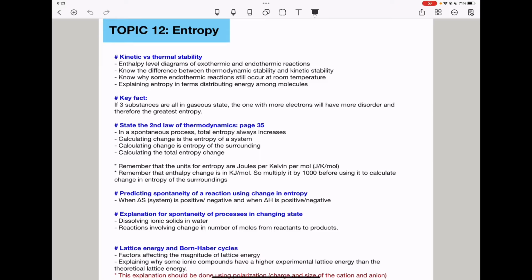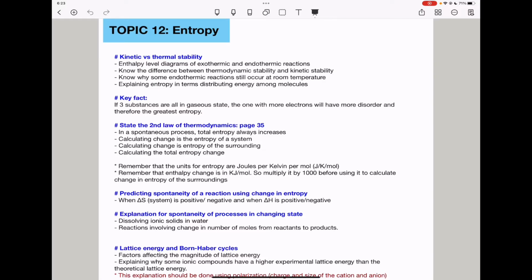Now, the most common questions on this topic are, of course, calculating the change in entropy of the system, change in entropy of the surroundings, and using those two to calculate the total entropy change. Please ensure that you fully understand this because this is a very common question. And on this note, you need to remember that the units for entropy are joules per Kelvin per mole.